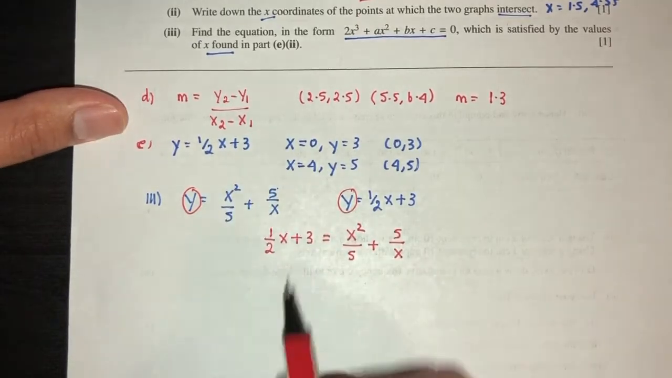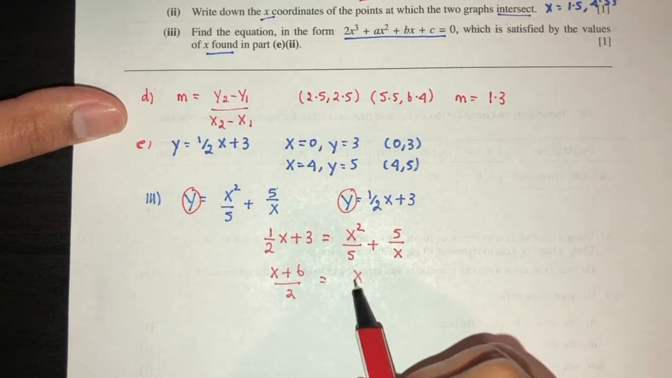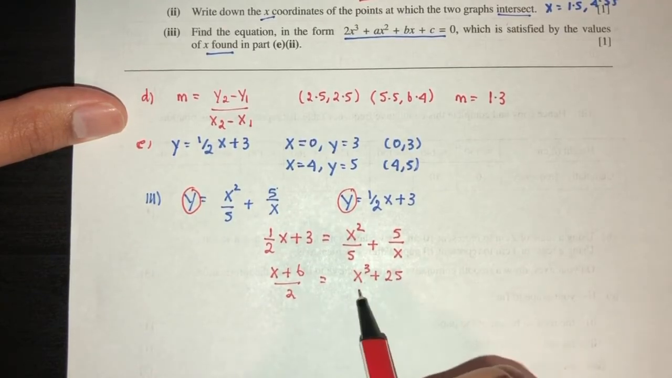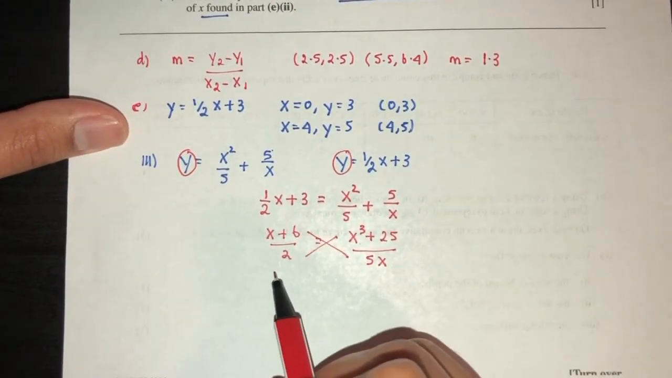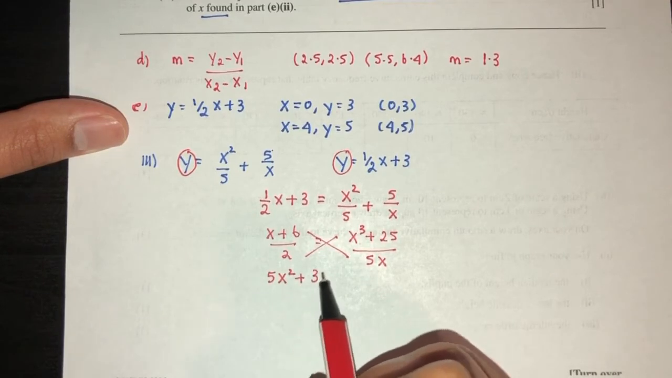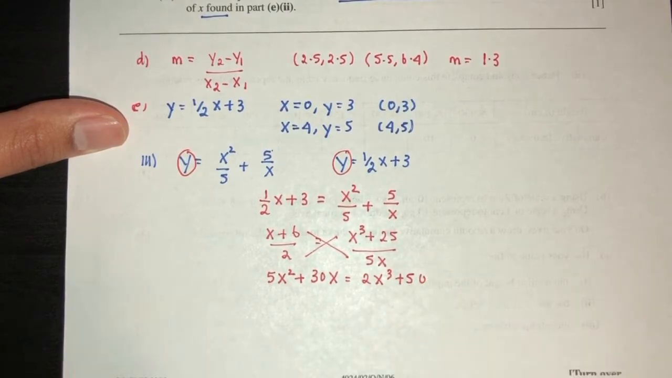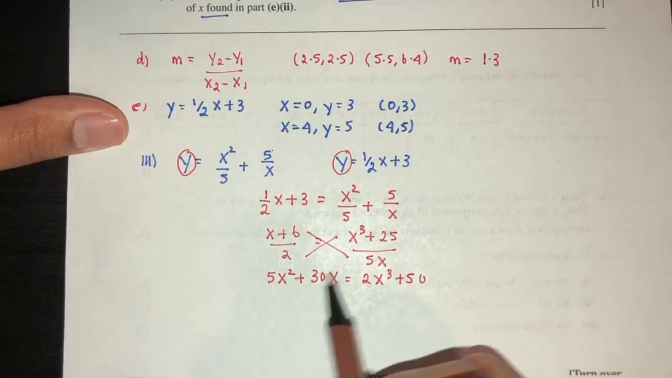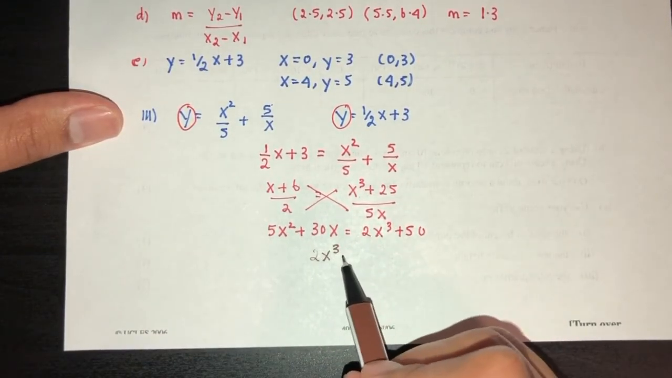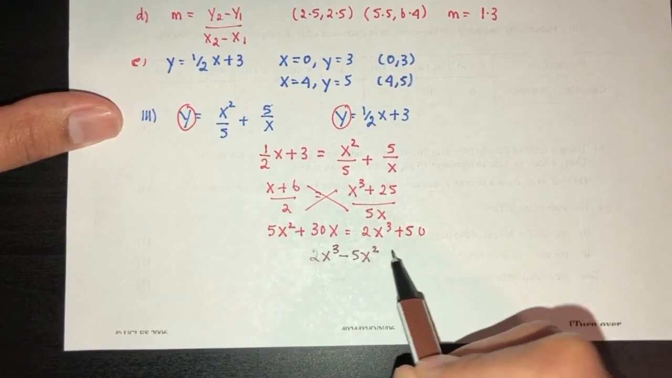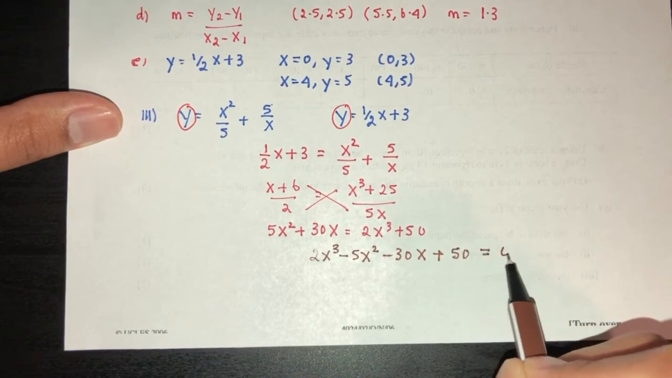Now we can simplify this part. You will have x plus 6 over 2, and here you will have x cubed plus 25 over 5x. Next step, we have to cross multiply. You will have 5x squared plus 30x, and here you have 2x cubed plus 50. Now we can rearrange. Let's send everything to one side. You will have 2x cubed minus 5x squared minus 30x plus 50 is equal to 0.